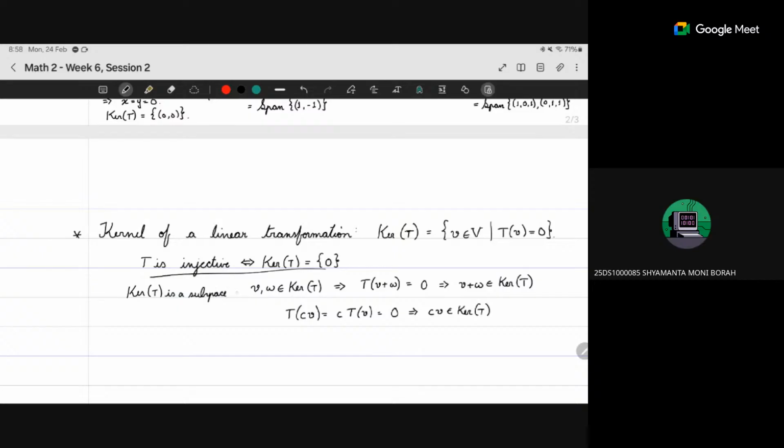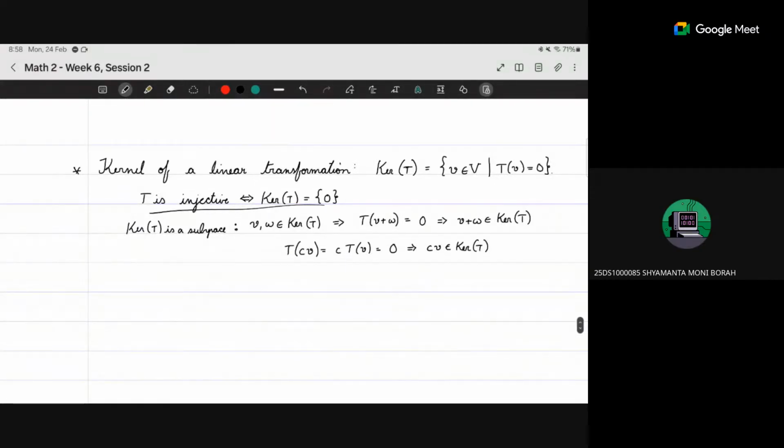Okay. In general, kernel T need not be just the zero set. It could have other vectors as well. But whatever vectors it has, if it has two vectors, then the sum of those vectors is also in the kernel. If it has a vector, the scalar multiples of that vector are also in the kernel. So it's a subspace. How do you check whether something is a subspace? You take two elements from that space and see if the sum of those two vectors is in that space. You take any arbitrary element from the space, then you see if every scalar multiple of that is in the space. Got it.